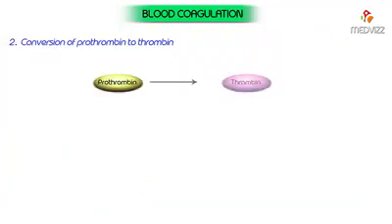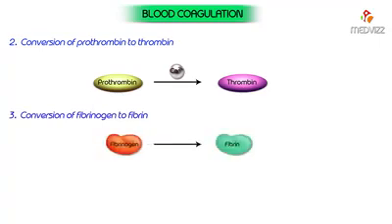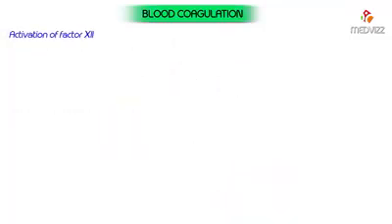Conversion of prothrombin to thrombin. Prothrombin is converted to thrombin in the presence of calcium ions. Conversion of fibrinogen to fibrin. Fibrinogen is converted to fibrin, and this fibrin in turn is converted to fibrin threads in the presence of activated factor 12 and calcium. Activation of factor 12.